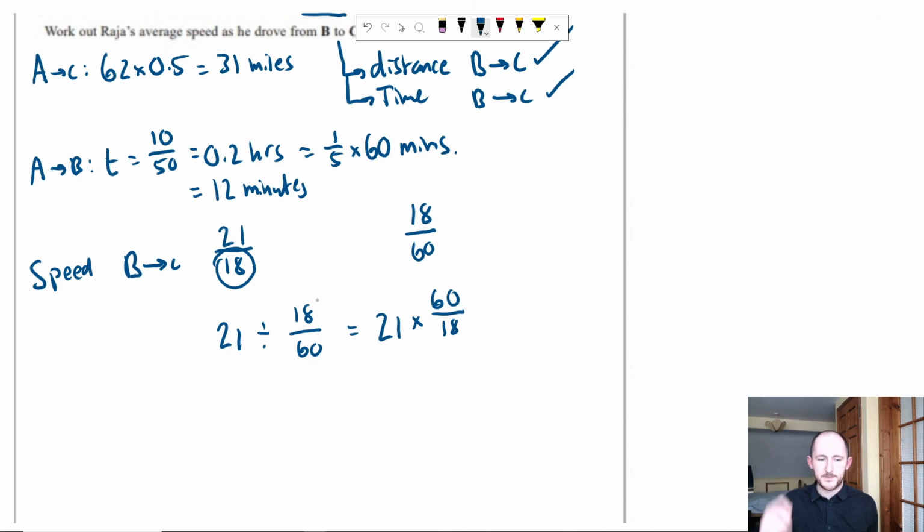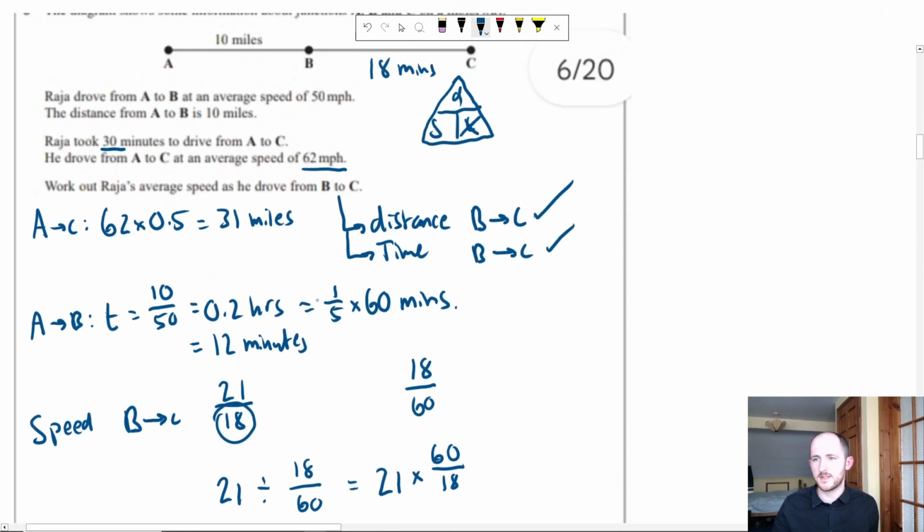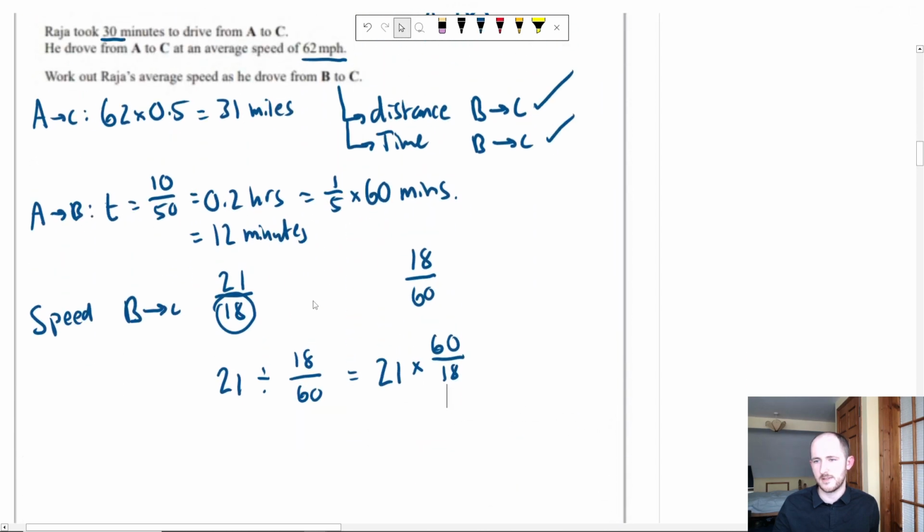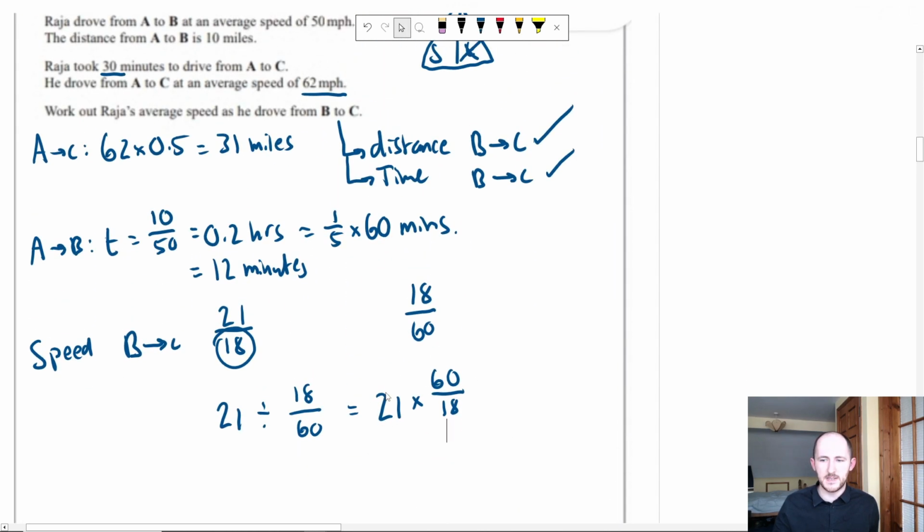For this, I would recommend you can do cross cancellation if you want. Or just do 21 times 60. Actually, would we be okay doing this? Can I use a calculator and just cheat? I don't think it's a whole number. I'm pretty sure it's not a whole number.